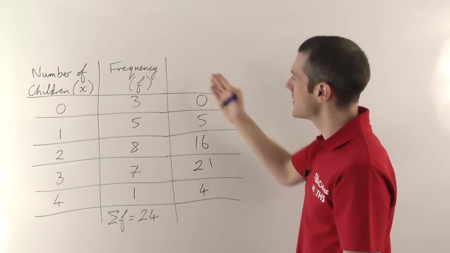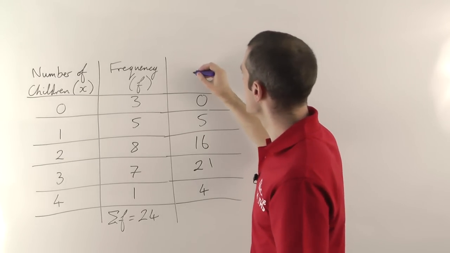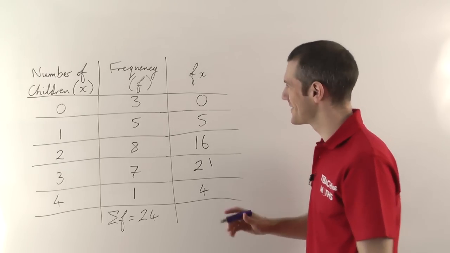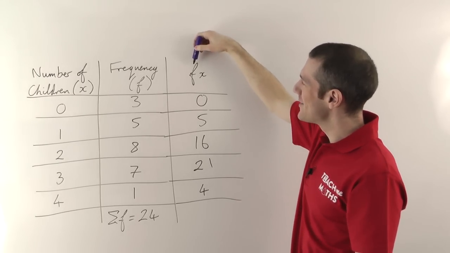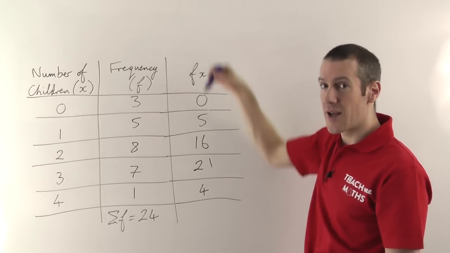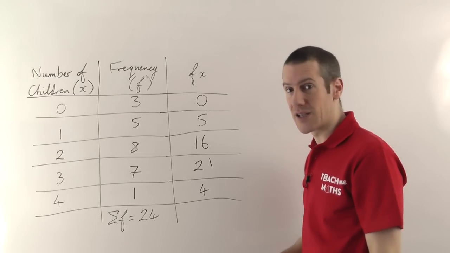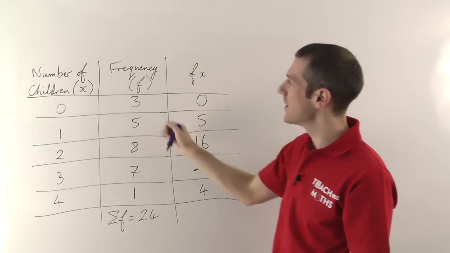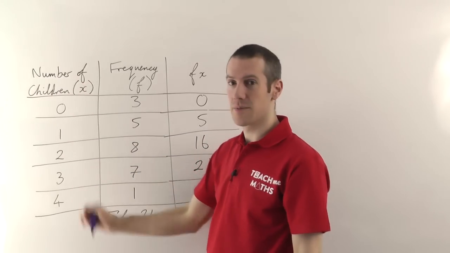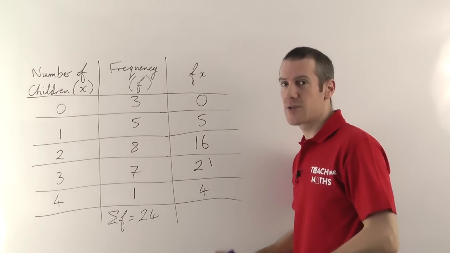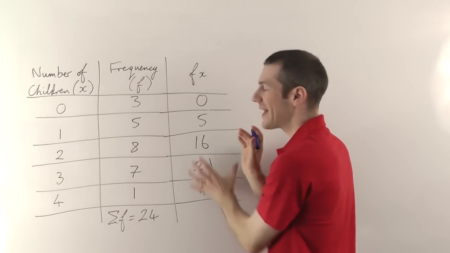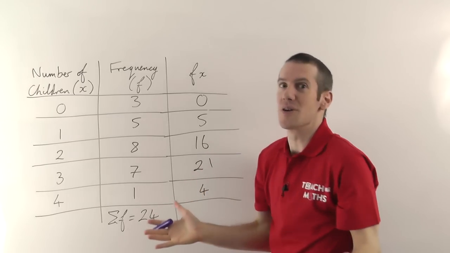Now the title for this column here is usually the FX column. That's not special effects. That's, in algebra, if you write two things next to each other, it always means times. They're multiplying each other. So FX means the F numbers times the X numbers, i.e. these numbers times these numbers. So typically when they give you this question, they'll give you that bit of the table and they leave a blank column here for you to do something with.